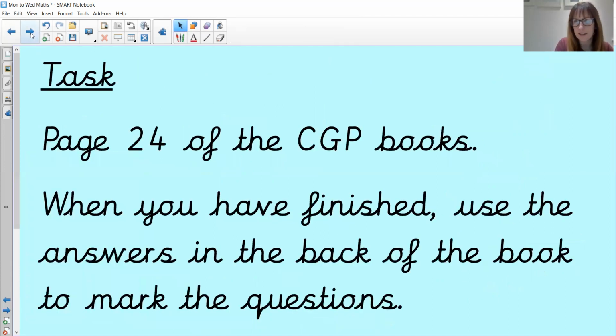So your task today is in your CGP book. So you need to answer the questions on page 24. And when you finish those, the answers are in the back of the book so you can self-mark.